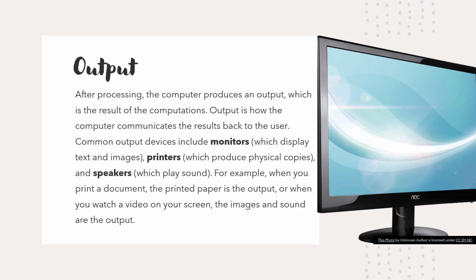Output. So after processing, the computer produces an output, which is the result of the computations. Output is how the computer communicates the results back to the user. Common output devices include monitors, which display text and images, printers, which produce physical copies, and speakers, which play sound. So for example, when you print a document, the printed paper is output, or when you watch a video on the screen, the images and sounds are the output.